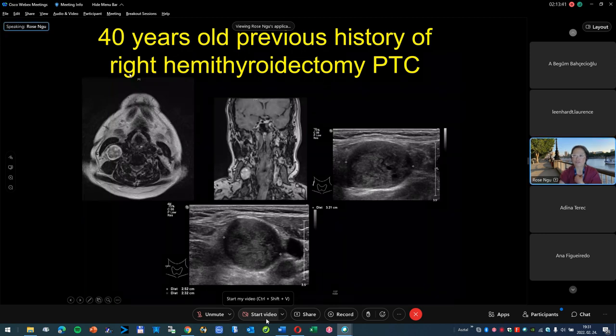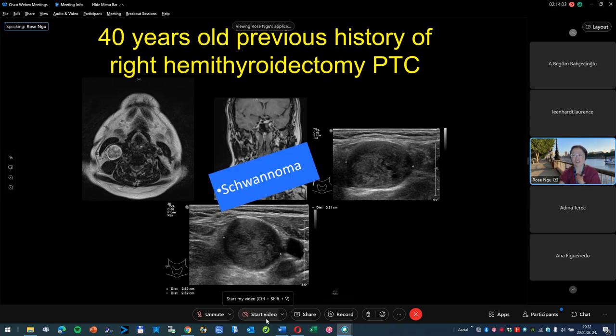This was a 40-year-old patient who had a hemithyroidectomy because of a PTC, and presented with a lump on the right. And we thought, oh right, she's probably got a metastasis in the right level 3. Put the needle in and she jumped. Extremely painful, okay? Let's tell you it has nerve origin. This turned out to be a schwannoma.